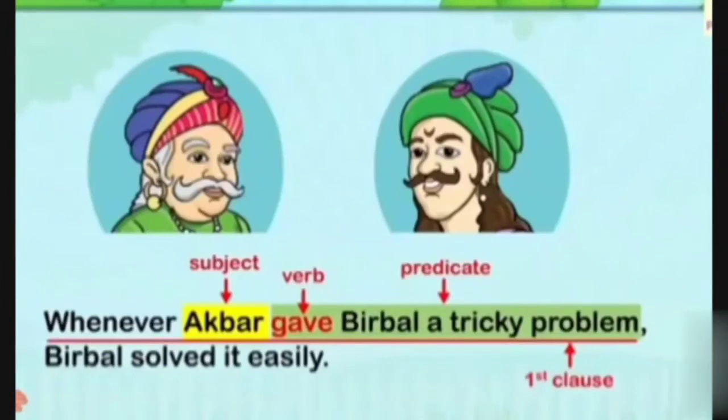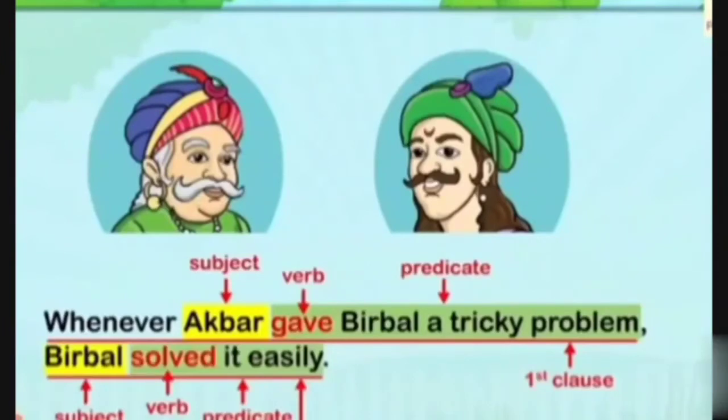Let's see another example. Whenever Akbar gave Birbal a tricky problem, Birbal solved it easily. In this example, we know Akbar is a subject, gave is a verb, Birbal a tricky problem is a predicate. So predicate can be a verb phrase. Now whenever Akbar gave Birbal a tricky problem, it is a clause. So as I told you, a sentence may have one or more clause. So here one clause is given: whenever Akbar gave Birbal a tricky problem.